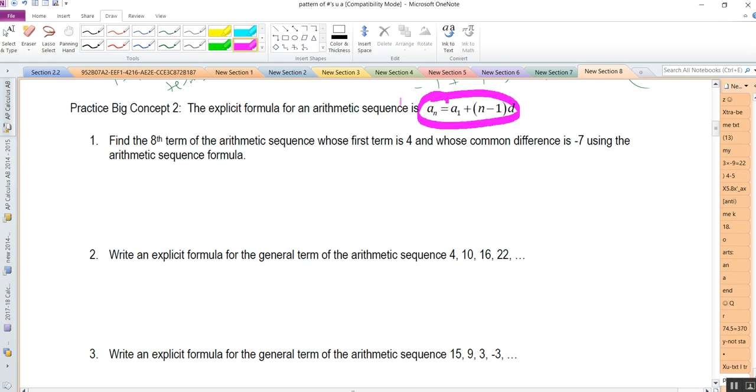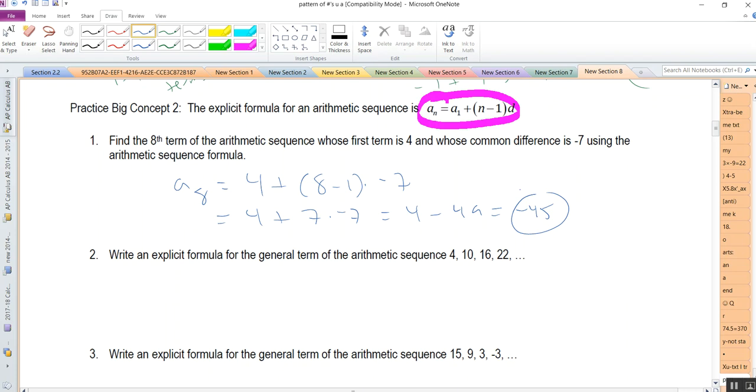Okay, so let's look at number 1 here. Find the 8th term of the arithmetic sequence. Its first term is 4, common difference is -7. Okay, well that's easy. You want a8. Now your first term is 4. You have 8 terms times -7. Need a calculator? Go ahead. Actually, probably a good idea to use a calculator so you don't make mistakes. But I think I did this right. So -45. And that would make sense because we're going down by 7 every time, starting with 4.